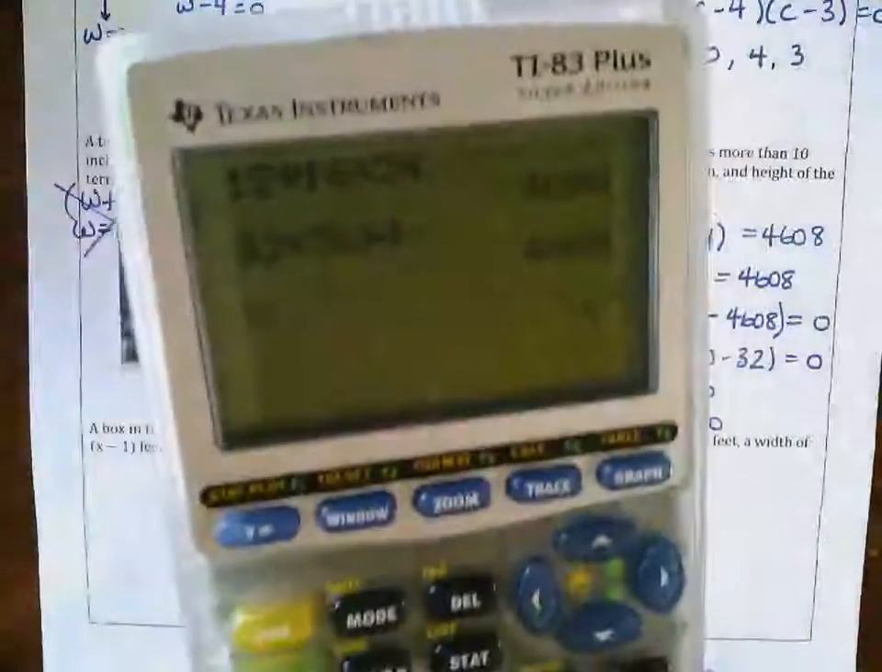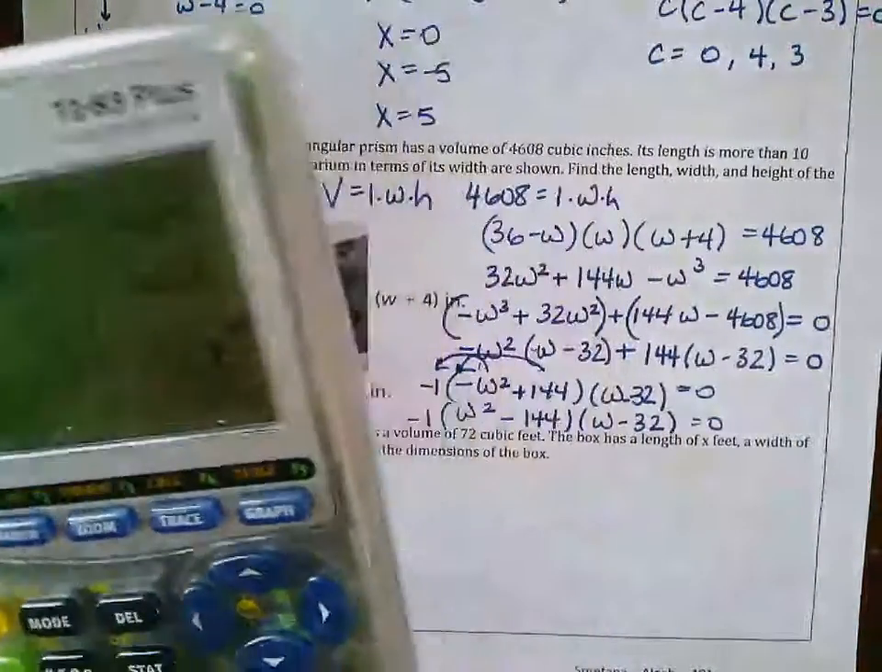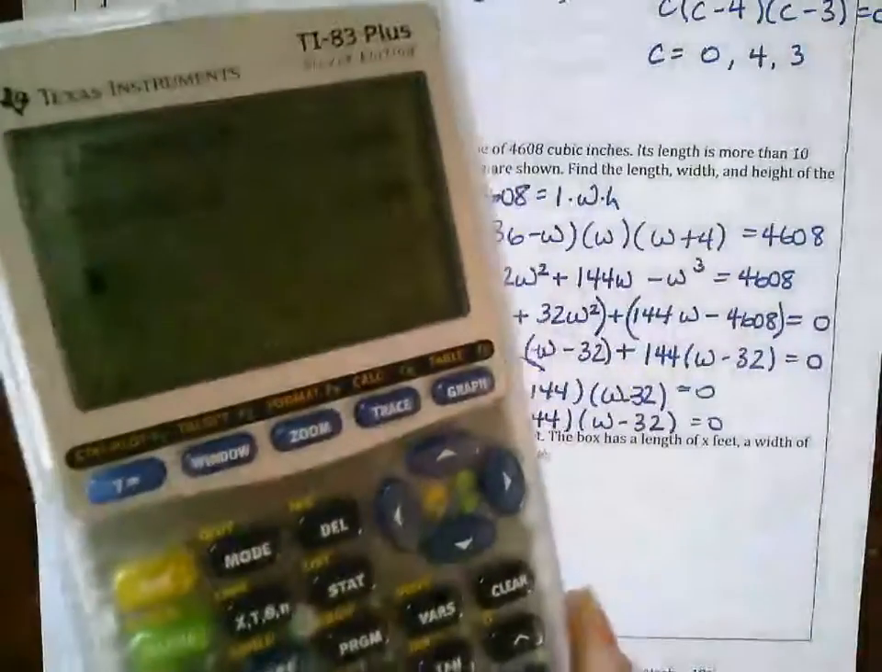I don't even know if I can show you this. I don't think I have enough light. There we go. If you multiply these back out, you will see that both of them are 4608.